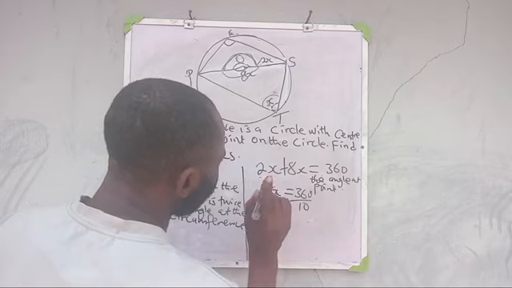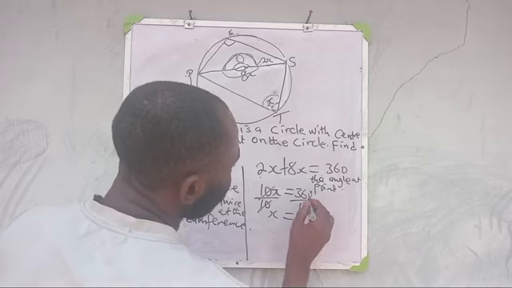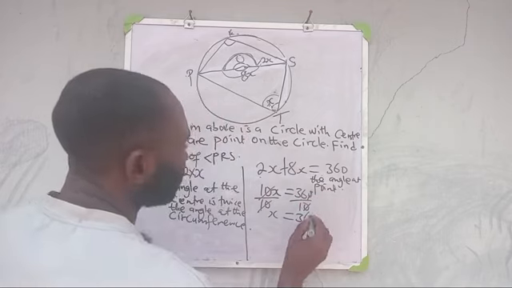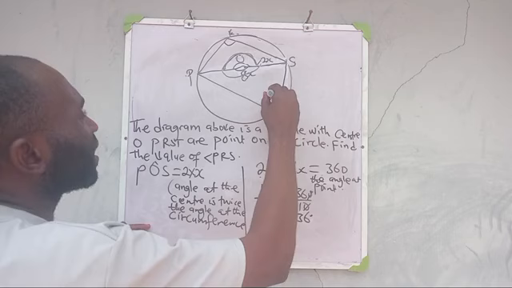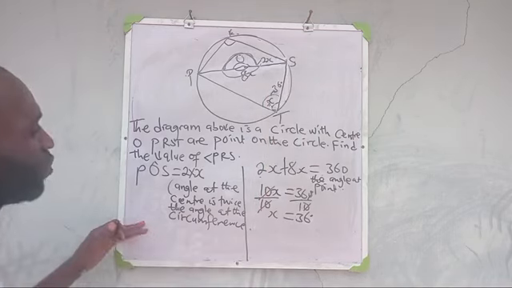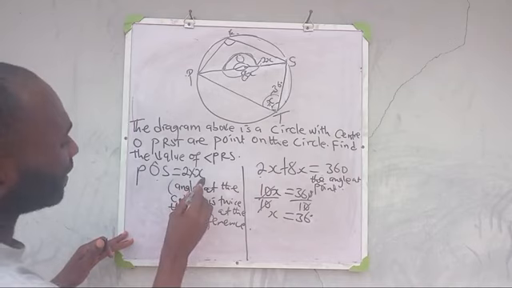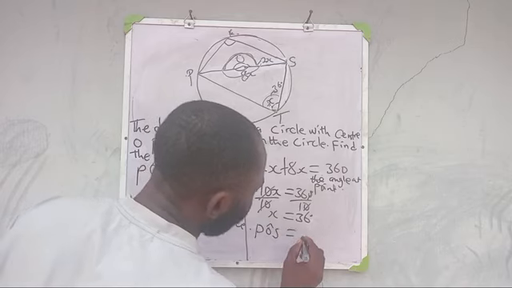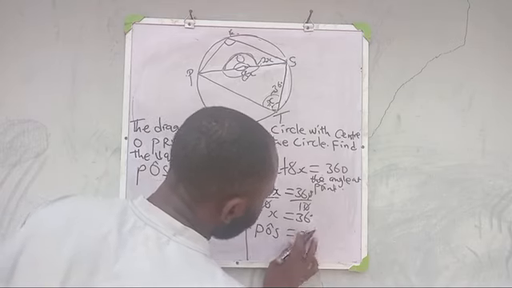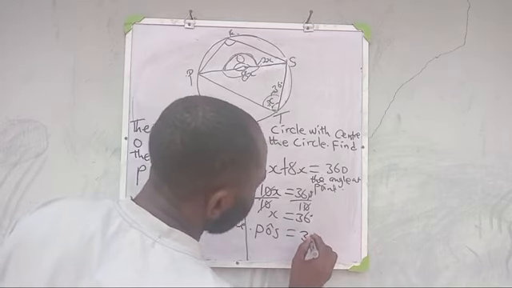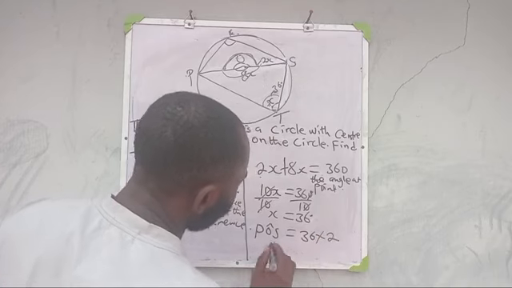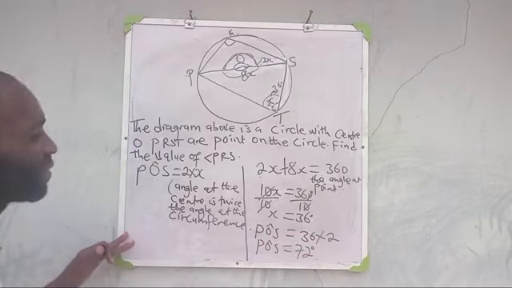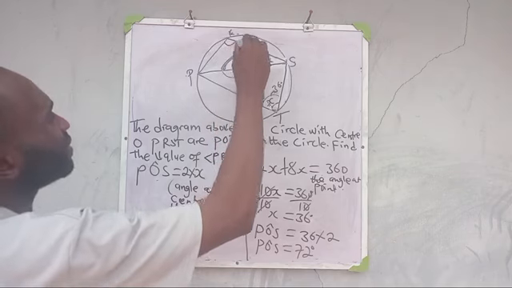10 divided by 10 is 1, 1 times x is x. 36 divided by 1 is 36. So x is 36 degrees, which means this angle is 36. If you want to know angle POS, which is 2 times x, x is now 36, so 36 times 2, and POS gives you 72 degrees. So this angle is 72 degrees.